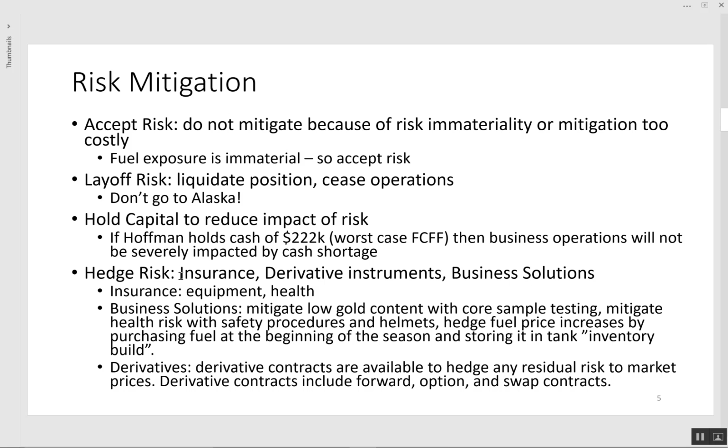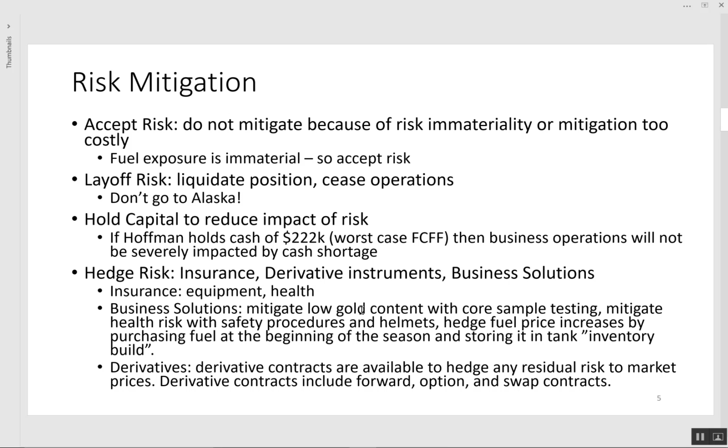Lastly, you can choose to hedge the risk. So to hedge the risk, we can use insurance contracts, derivative instruments, or just business solutions. For example, we can use insurance to hedge, say, the risk that equipment fails, or we can hedge our risk of health by getting health insurance. You can also do some business solutions.